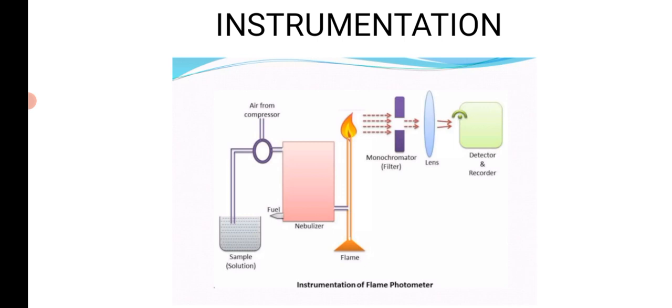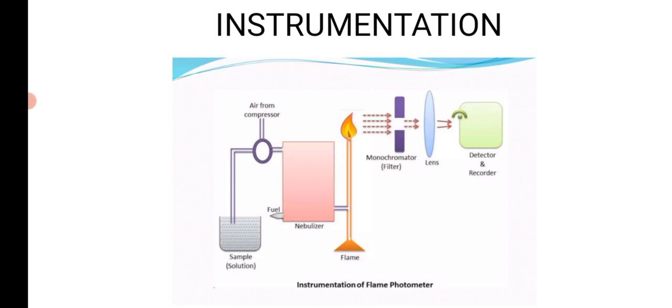Okay, the metal atoms are introduced into the flame, near the nebulizer, where the metal atoms are converted. The metal ions are recognized in the excited state as well as the ground state. This is followed by a monochromator filter, which converts polychromatic light into monochromatic light.